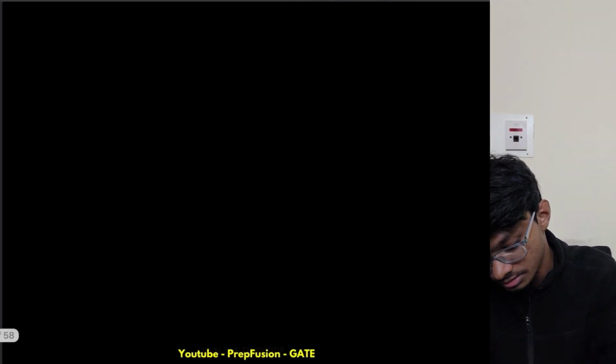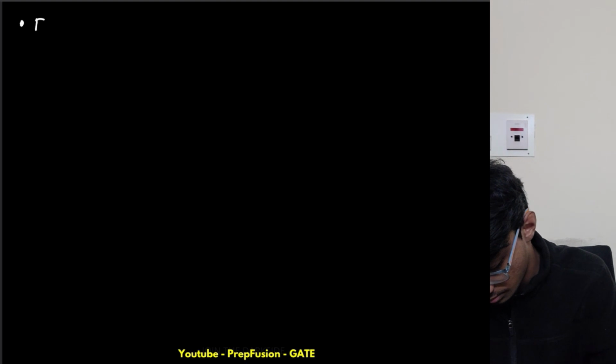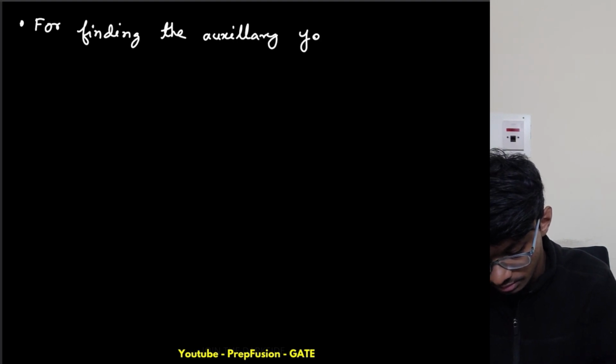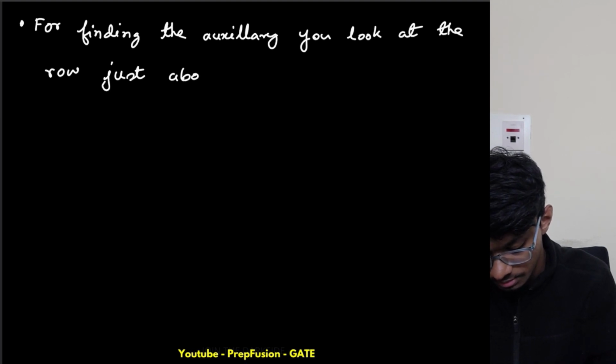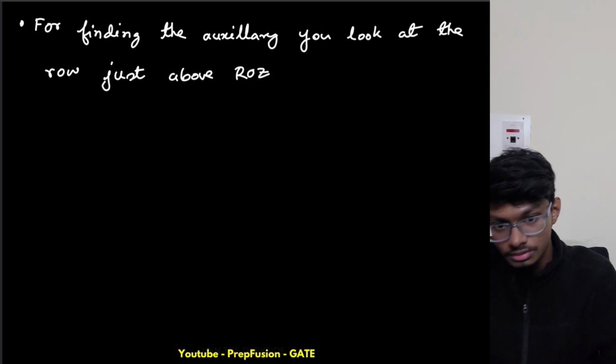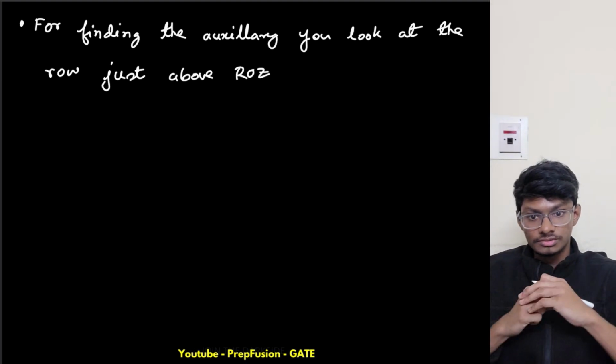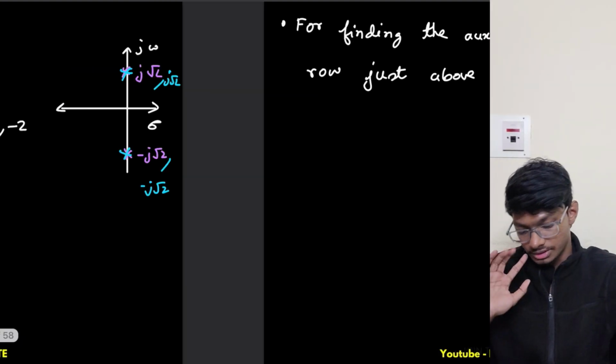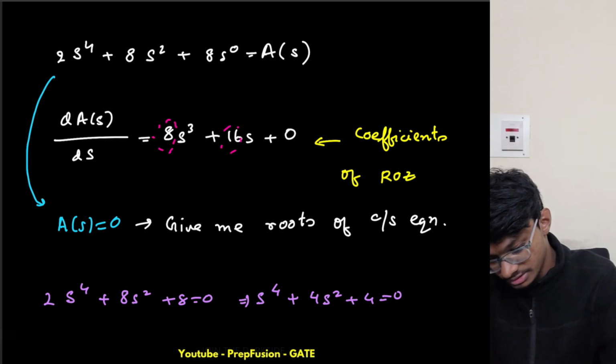So about the auxiliary equation, for finding the auxiliary equation, you look at the row just above the row of 0. Okay, just above the row of 0. So that is what you look at. So that is my auxiliary equation. So we solve the auxiliary equation, and this is known as the differential auxiliary equation.